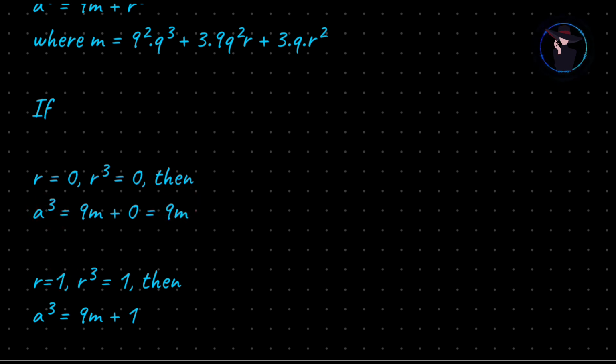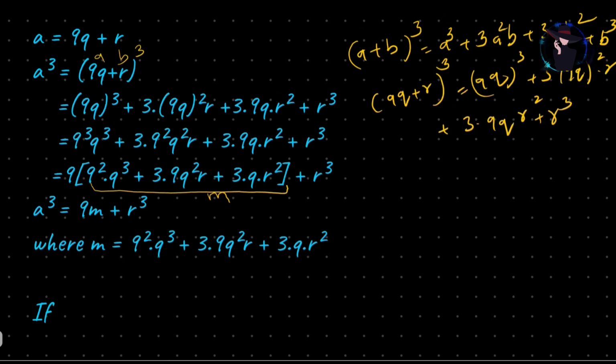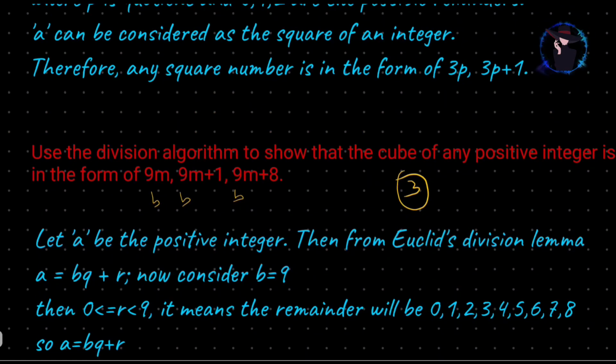Let's take r equals 1. Then r cube is 1, so a cube is equal to 9m plus 1. So we got 9m and 9m plus 1. That is what is asked in the question. Now we also need 9m plus 8. We need only these three forms, and we don't need any other forms apart from these.